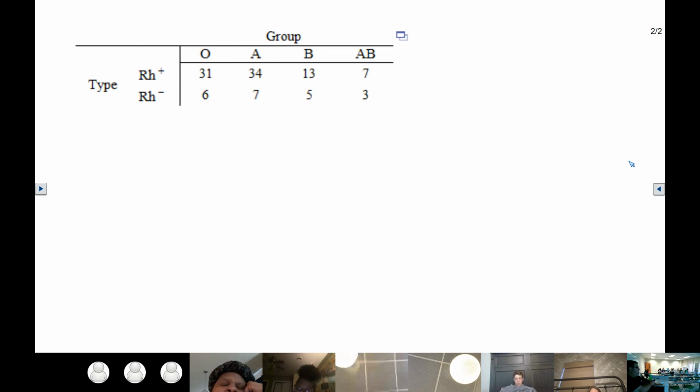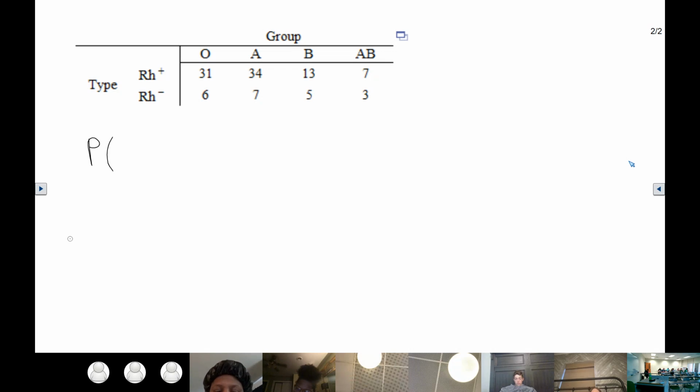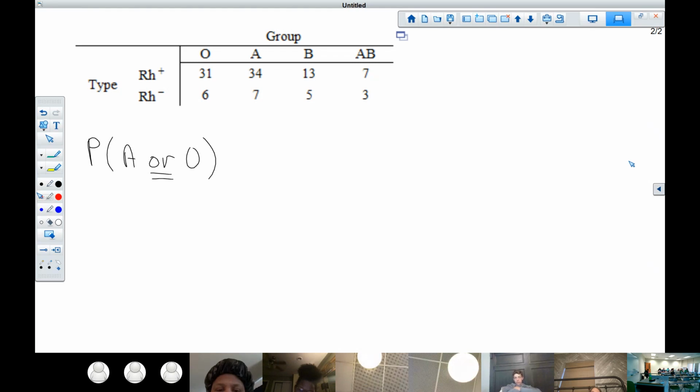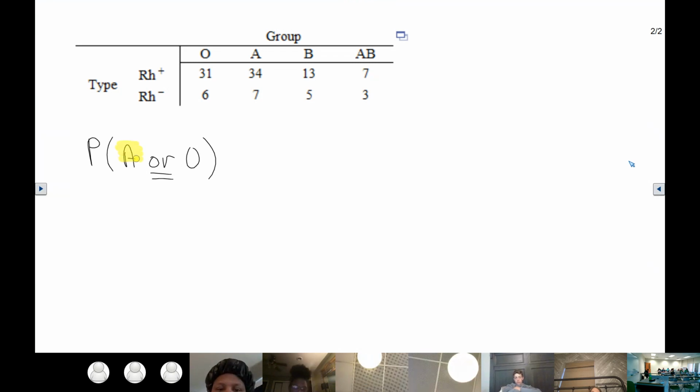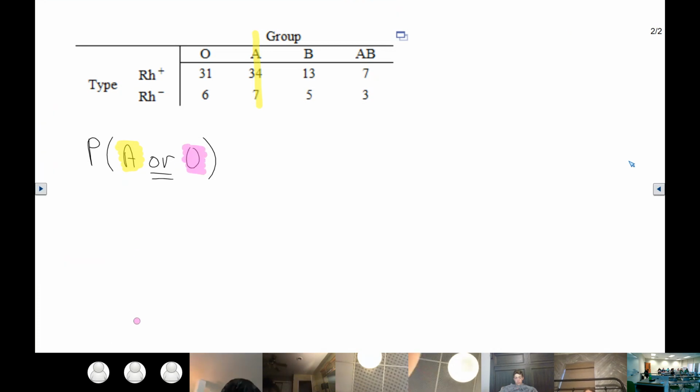So with that being said, let's go with the probability of A or O. There's that word, or. So I take my handy dandy highlighter and I highlight A in yellow and I highlight O in pink.